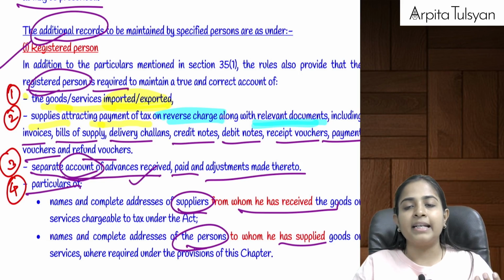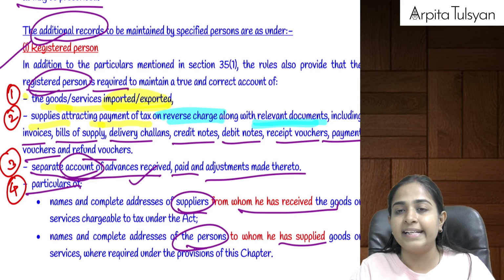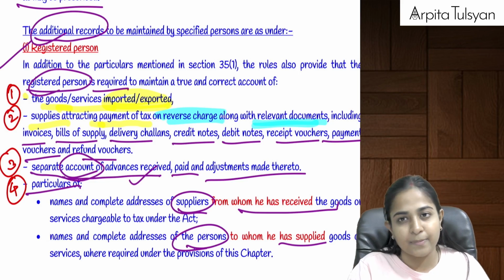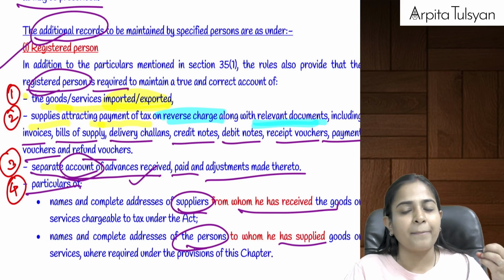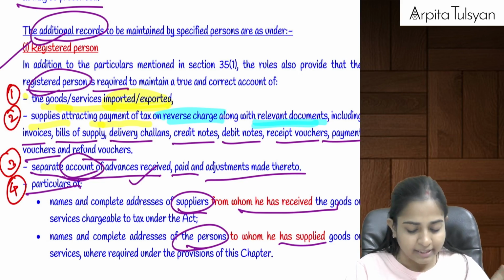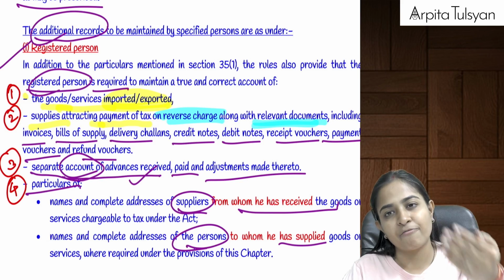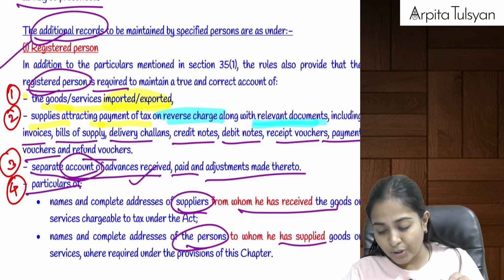It will have to maintain the details about goods imported, goods exported. It will have to maintain the details about all those supplies which attract tax under reverse charge mechanism, including the documents of tax invoice, bill of supply, delivery challan, debit note, credit note, payment voucher, refund vouchers. All these details need to be maintained. Then if we have received any advance or if we have paid any advance and if we have done any adjustments, details of that are also required to be maintained.